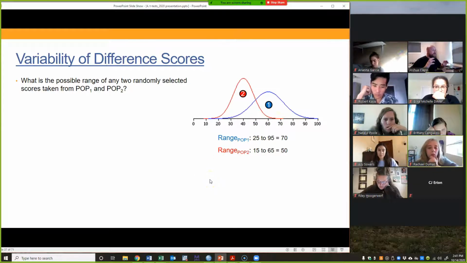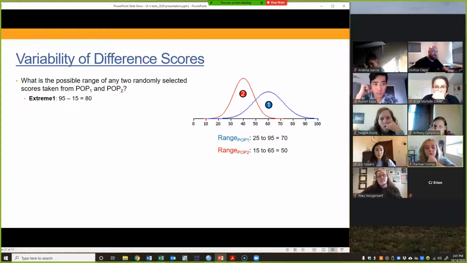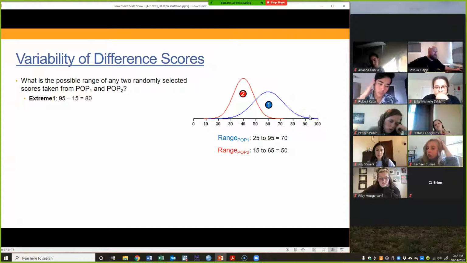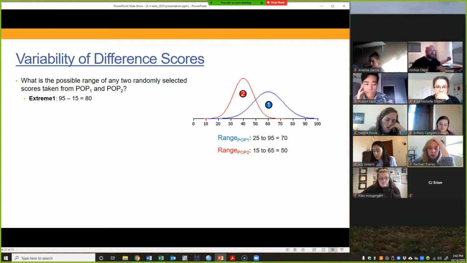If I'm asking what is the most extreme difference I could get from a randomly selected score from these two populations, in the first extreme, let's say I randomly picked the highest score in population 1, which is 95. And I also happen to pick the lowest score in population 2, which is 15. So the max difference in these two scores is that the observation from population 1 is 80 points higher than population 2.